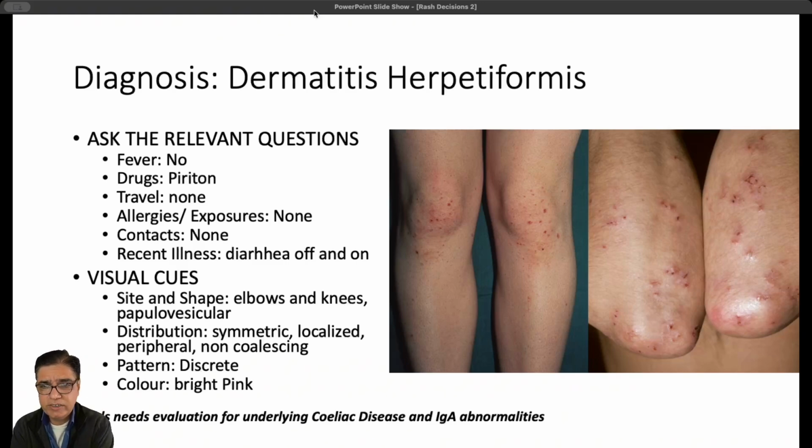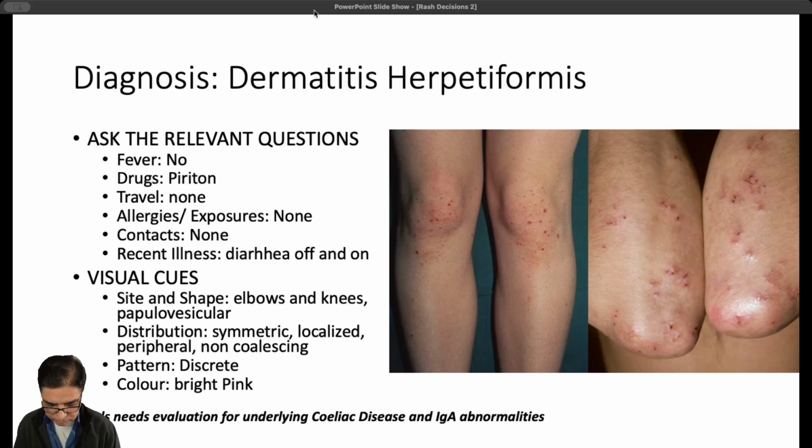So some kids who have celiac disease or celiac-like illnesses might have this presentation. This child has diarrhea on and off, so probably needs to be evaluated for underlying celiac disease and some IgE abnormalities, because these types of rashes are associated with IgE abnormalities. And why do we call it dermatitis herpetiformis? Because this looks very much like herpes, because there are vesicles as well, and it's quite itchy as well. And when they lead to erosion, then it becomes painful as well, because there is exposure of the raw surfaces, and that would sting whenever something touches the raw surfaces.